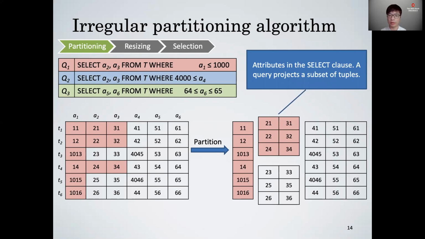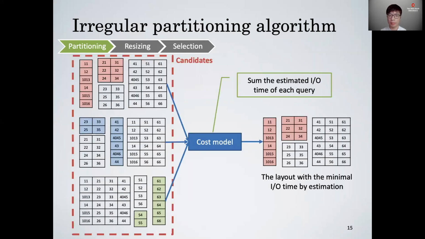So evaluating query Q1 on the 4 partitions, we do not read any redundant data. By applying the same methodology on the other 2 queries, we generate 3 partitioning candidates in total, and then we define a cost model to estimate the I/O time of the 3 queries on the 3 partitioning candidates. We pick the most efficient partitioning candidate with the minimal estimated I/O time of the 3 queries.